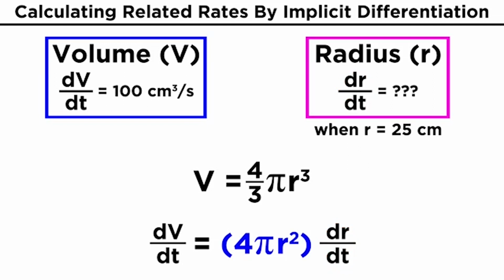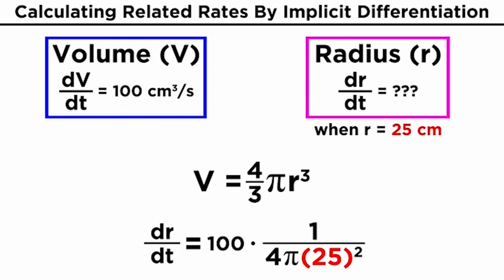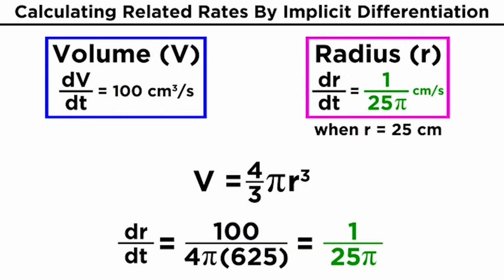This means simply dividing both sides by 4 pi r squared. That means that dr over dt equals dV over dt times 1 over 4 pi r squared. We plug in our value for dV over dt, which is 100, and the value for r that we are interested in, which is 25. We evaluate, and we get 1 over 25 pi centimeters per second.